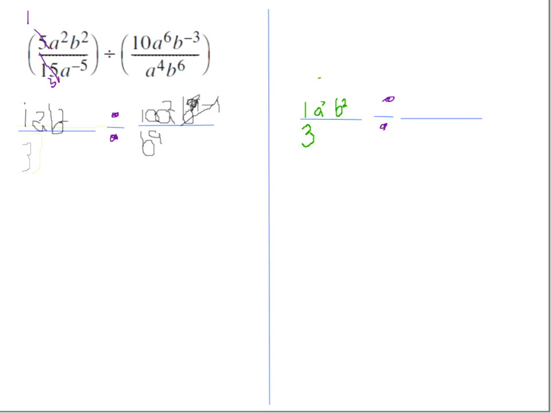Okay. So a to the power of 2. Okay. And a to the power of 5 gives you 7 and b squared. Good. Okay, and there you have 10. A to the power of 6 over a to the power of 4 gives you a to the power of 6 take away 4, which is squared. And b to the power of -3 and b to the power of 6. What would you do with that?